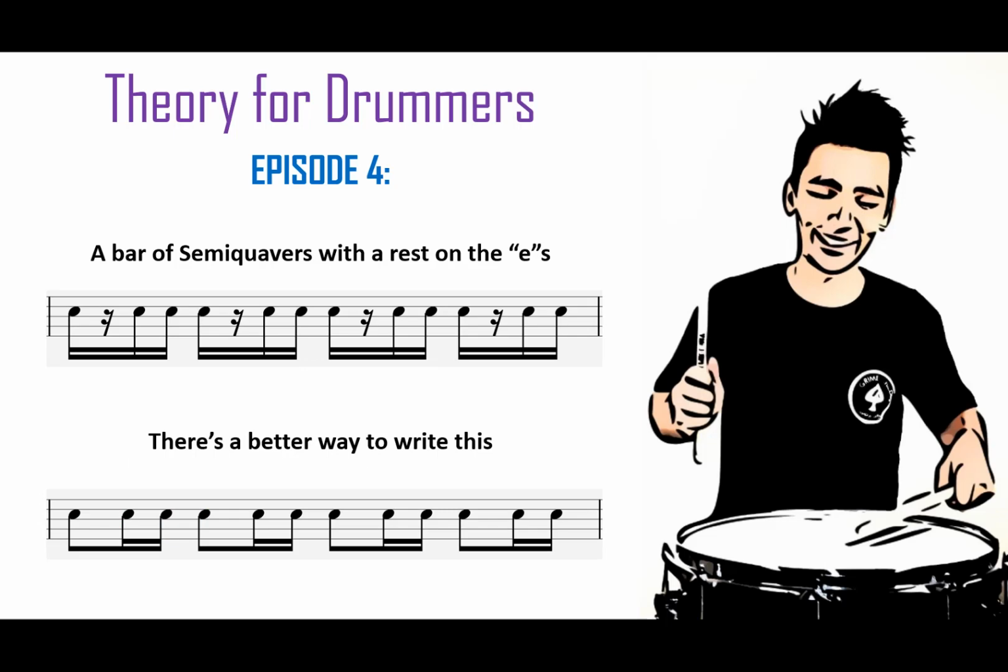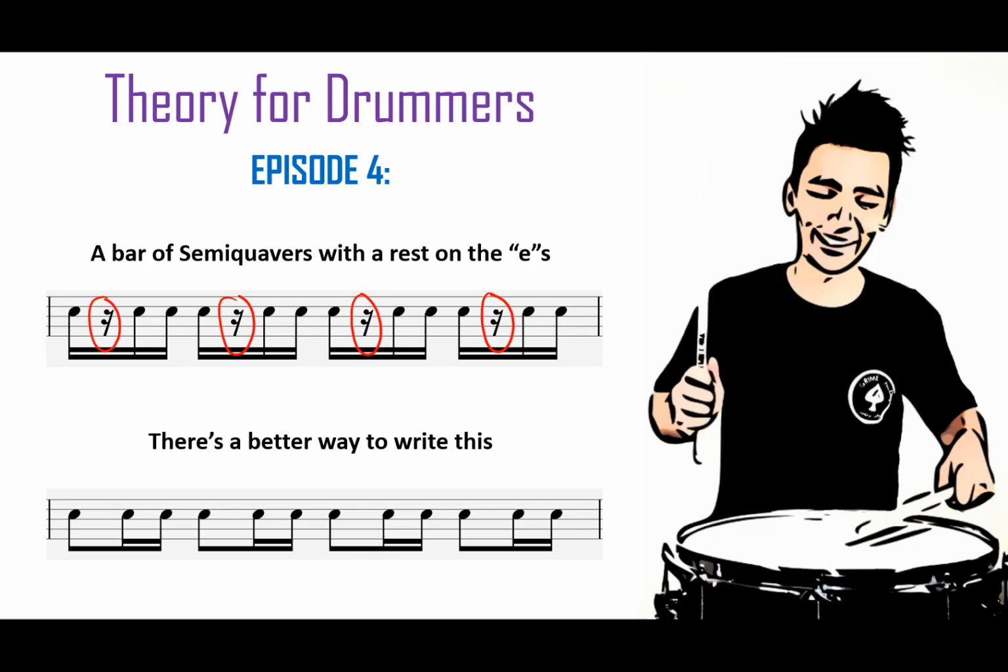Here we have a bar with a rest on all the E's, and if you have been following along so far, the most basic way to do it, based on your understanding, is to use the rests to replace the semiquavers that exist on the E's. Now, there is a better way to write this.